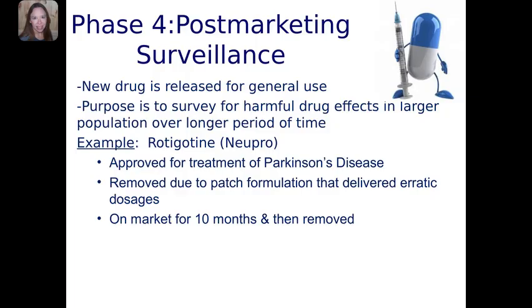So I have an example listed there, a drug called Nupro. It was approved for treatment of Parkinson's disease, and they ended up having to remove it during phase 4 because it was in the form of a patch, and that patch formulation ended up delivering erratic dosages. So some patients were getting a very high dose, others not getting enough of a dose, so it wasn't working effectively. So the FDA left it on the market for 10 months, and then they removed it. So no longer was that drug company able to sell their product.